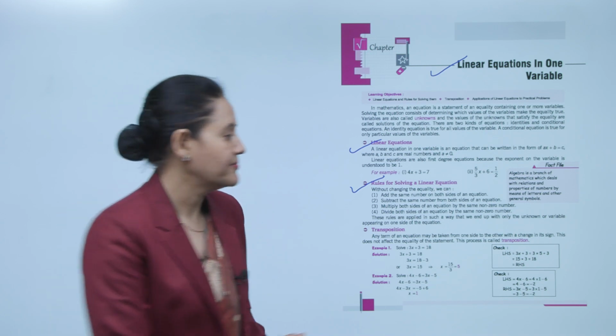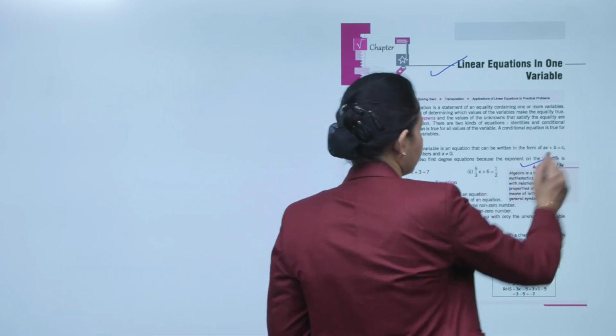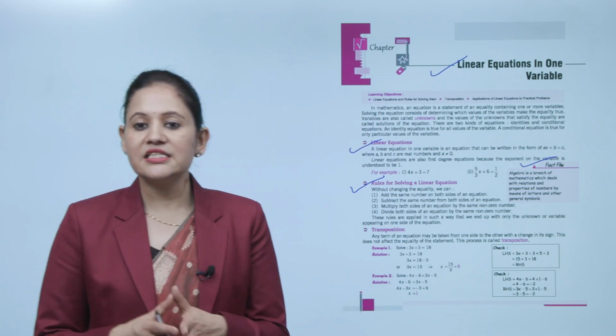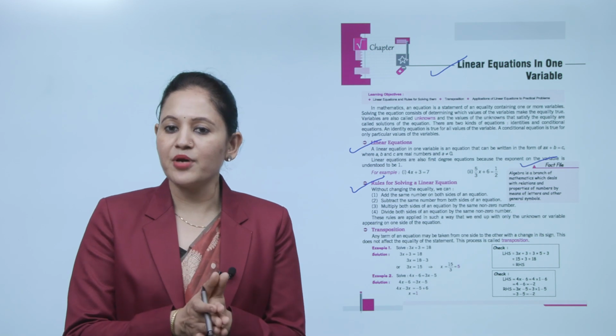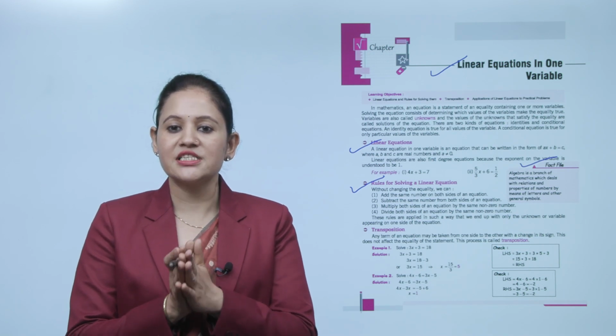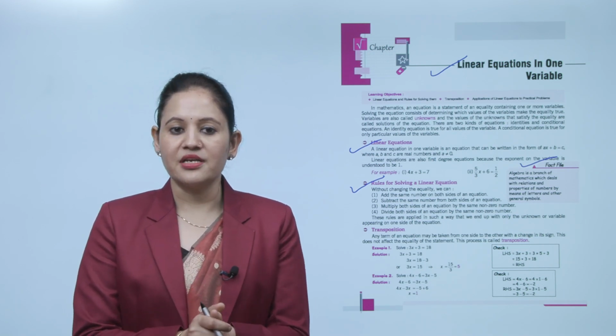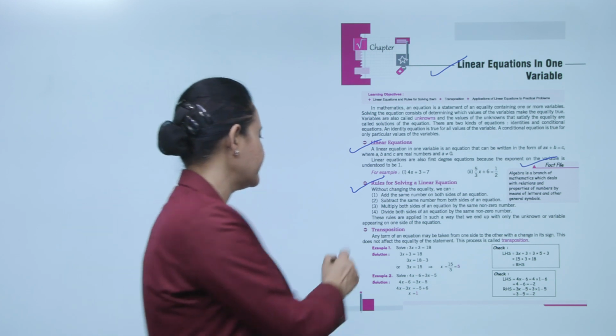Next is fact file. Algebra is the branch of mathematics which deals with the relation and properties of numbers by means of letters and other general symbols. Next is transposition.